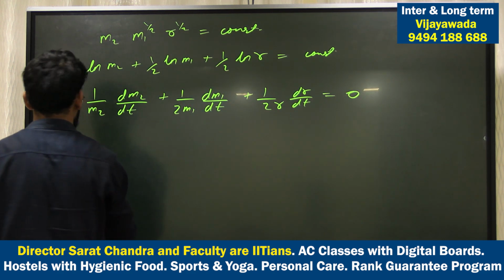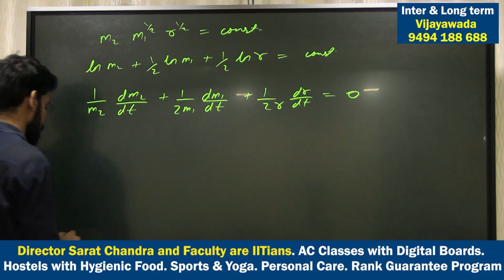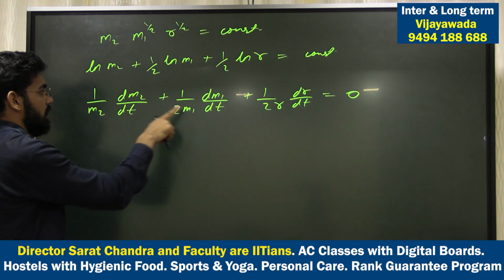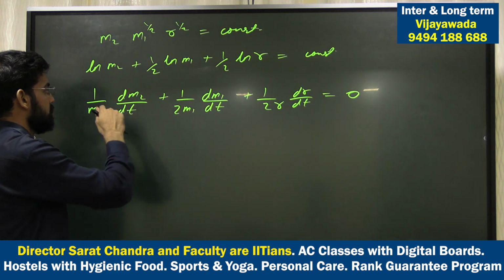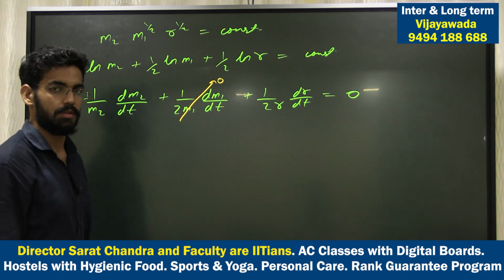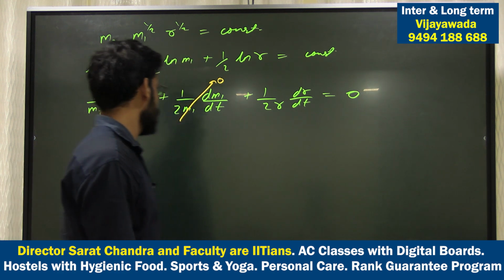With respect to time you differentiate. Now as you are saying that mass m1 is very big in comparison to m2. So here m1 is very big in comparison to m2, so here we can say this quantity will get 0, approximately, right? Because m1 is very big in comparison to m2.